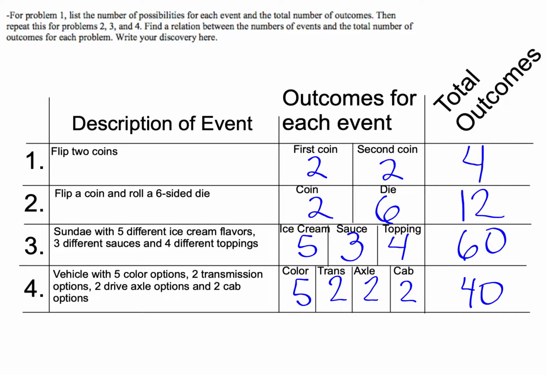What you should notice is that 2 times 2 equals 4, 2 times 6 equals 12, 5 times 3 times 4 equals 60, and 5 times 2 times 2 times 2 equals 40. This is the fundamental counting principle. Each event has a certain number of outcomes, and if multiple events happen, you can find out the total number of outcomes for the compound events by multiplying the number of outcomes for each event together.